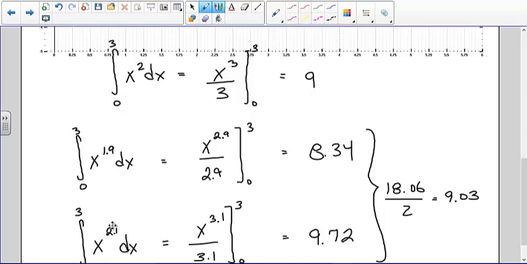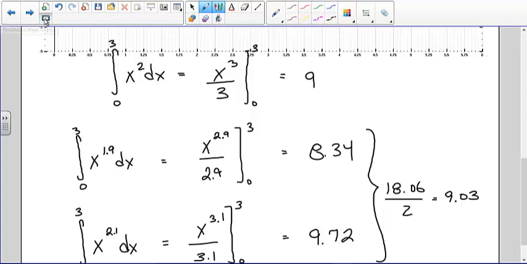And I do the same thing then for 2.1. I add 1 to the exponent, divide by the new exponent, evaluate the upper and lower limits, subtract the lower from the upper, and I get 9.72. If you average those two areas together, you get 9.03, which is approximately equal to 9. So it works. I probably didn't need to do this to prove that it works, because you can just look at the picture and say, yeah, that makes sense.